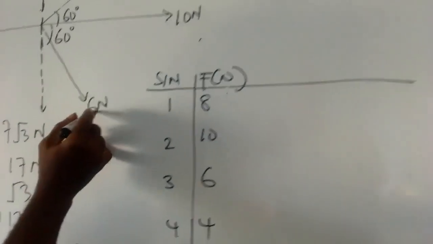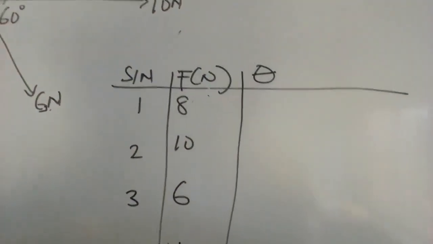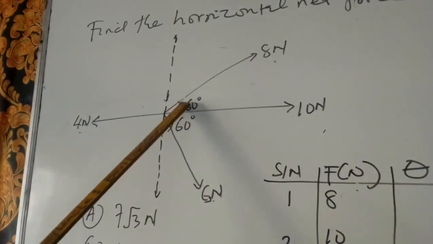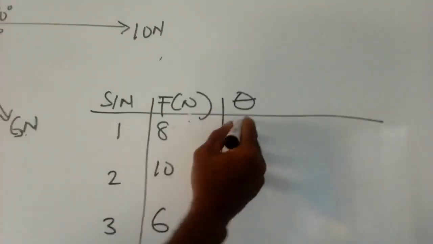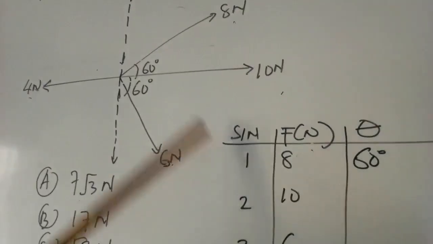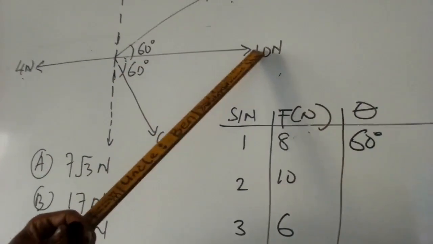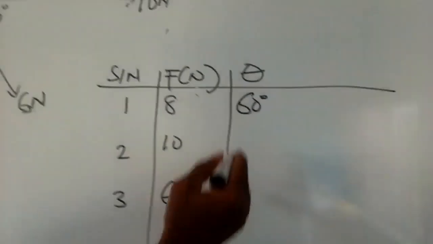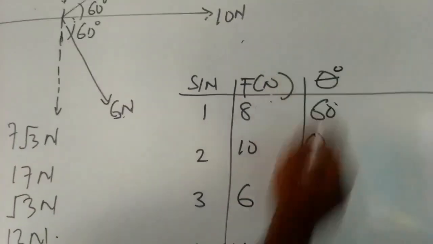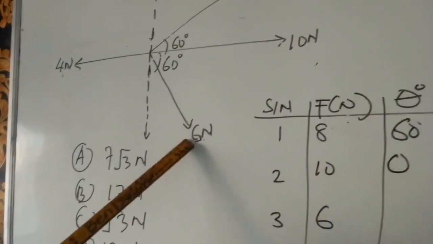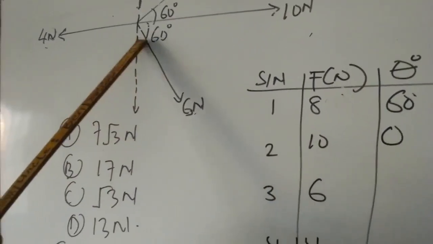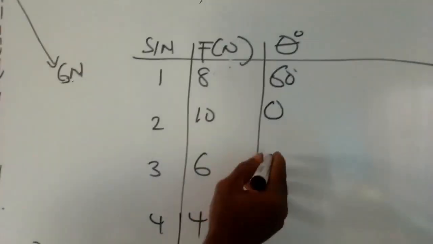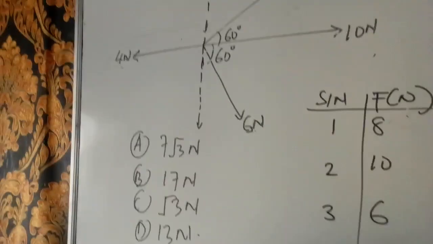Next, we find the angle each of the forces makes with the horizontal. The angle the 8 Newton makes with the horizontal axis is 60 degrees. The angle the 10 Newton force makes with the horizontal is 0 because it's parallel to the horizontal, so it makes no angle. The angle the 6 Newton makes with the horizontal is 60 degrees. The angle the 4 Newton makes with the horizontal is 0 because it's parallel to the horizontal.